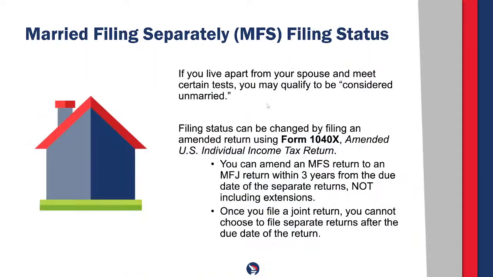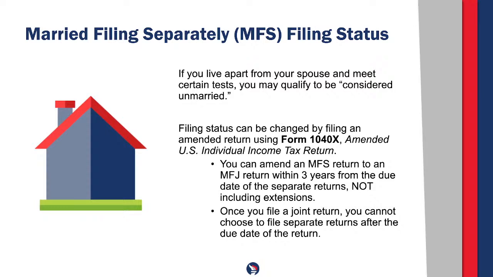If you live apart from your spouse and meet certain tests, you may be qualified to be considered unmarried, and we'll get into that. That's going to be under the head of household aspect of it. Filing status can be changed by filing an amended return using a 1040X. You can amend a married filing separate return to a married filing jointly return within 3 years from the due date of the separate returns, not including extensions.